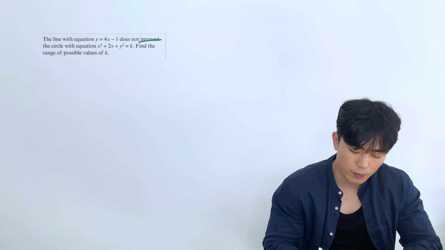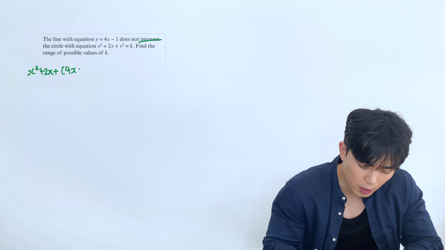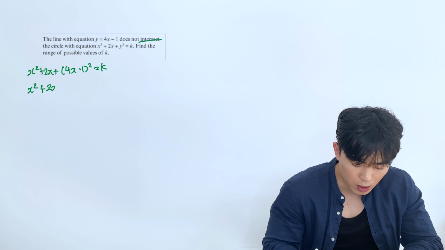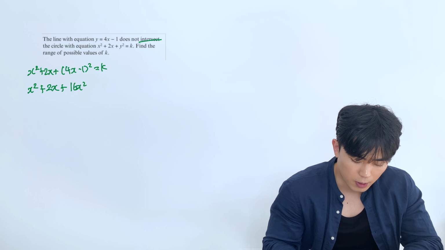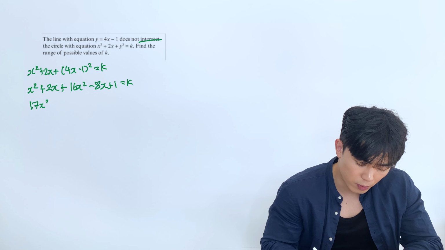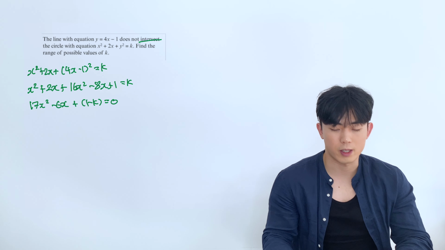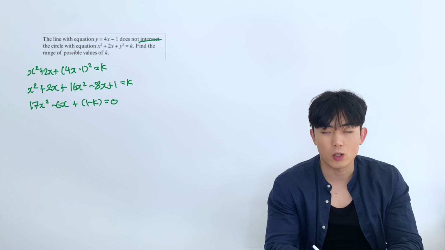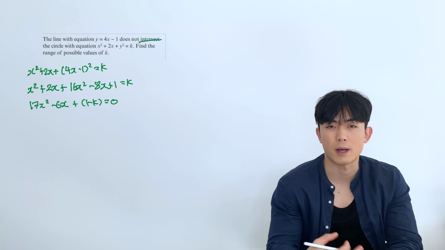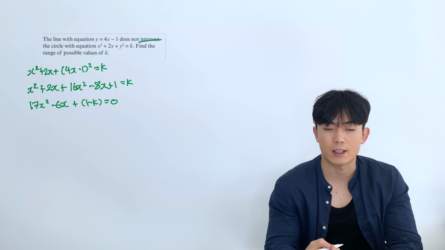So let's plug it in first. We have x squared plus 2x plus y, which is (4x minus 1), squared is equal to k. Let's rearrange, expand and simplify a bit. So we get 16x squared minus 8x plus 1 plus x squared plus 2x is equal to k, so we'll have 17x squared minus 6x plus 1 minus k is equal to 0. So this is going to be the quadratic equation. But because it does not intersect, we know there won't be any solutions to this, even if we were to use the quadratic formula or complete the square.